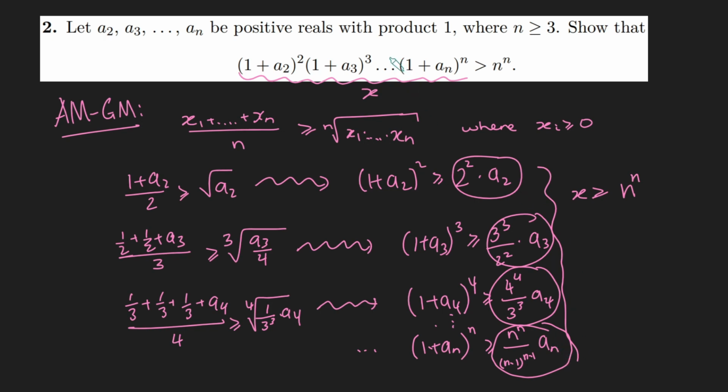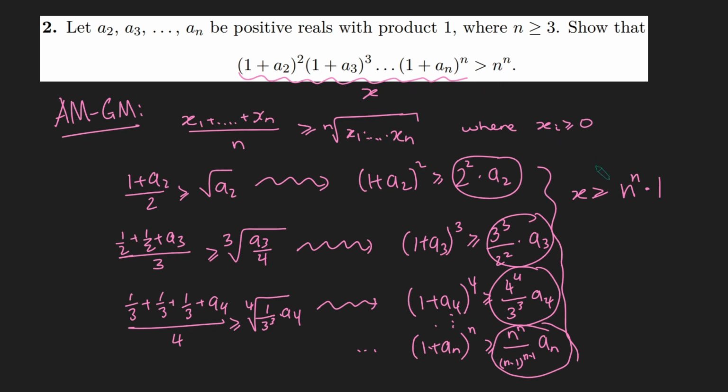But in the question, we're told that those have product 1. So this is just going to be n to the n times 1. And so I've got that x must be at least n to the power of n. And we're almost done here. All we need to do is show that x can't be equal to n to the n.